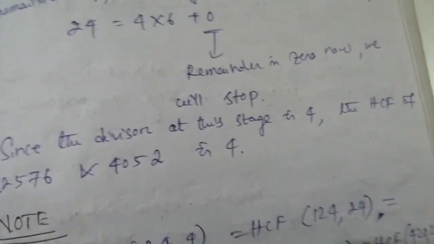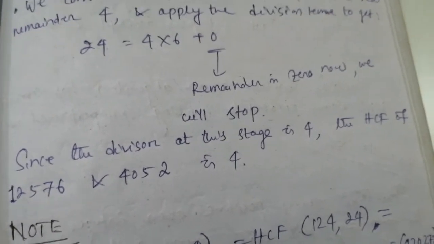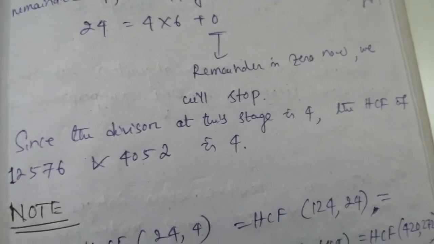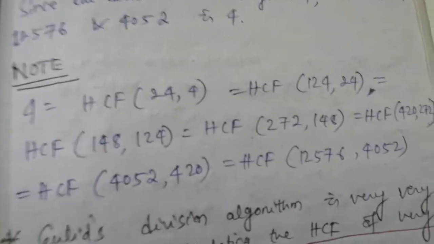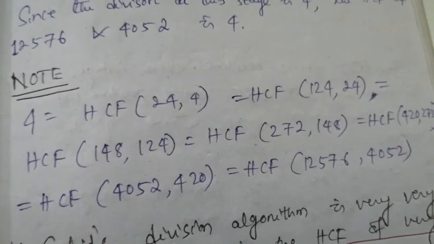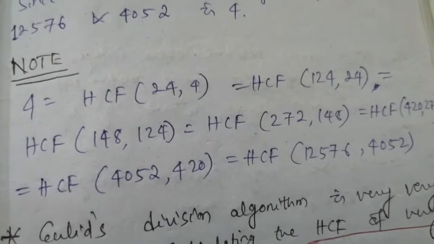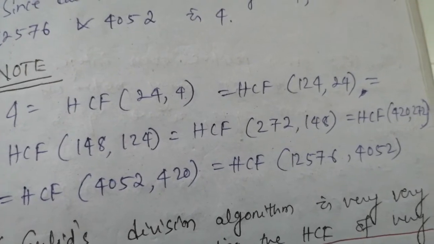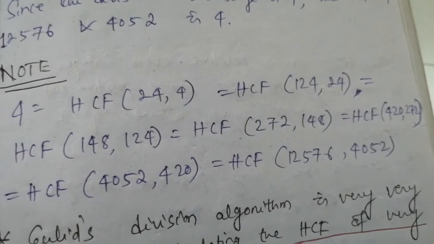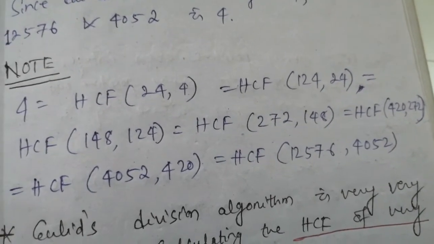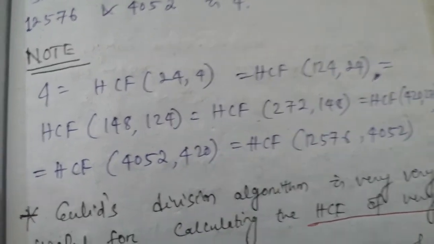Students, these are the same steps we followed in the previous example. Since the divisor at this stage is 4, the HCF of 12576 and 4052 is 4. Now note, 4 equals HCF of 24, 4; equals HCF of 124, 24; equals HCF of 148, 124; equals HCF of 272, 148; equals HCF of 420, 272; equals HCF of 4052, 420; equals HCF of 12576, 4052.